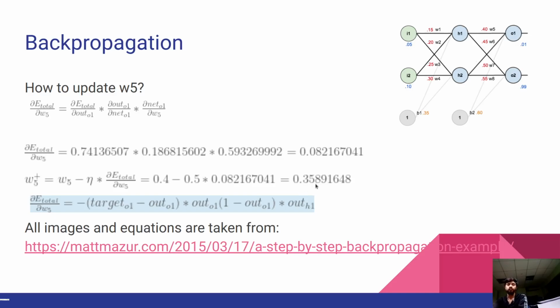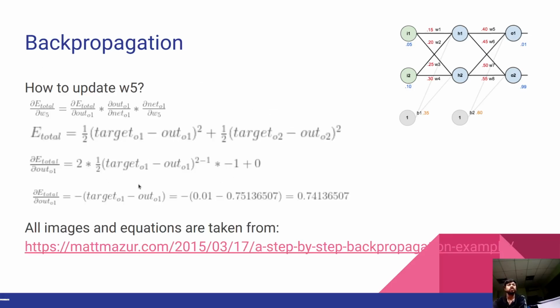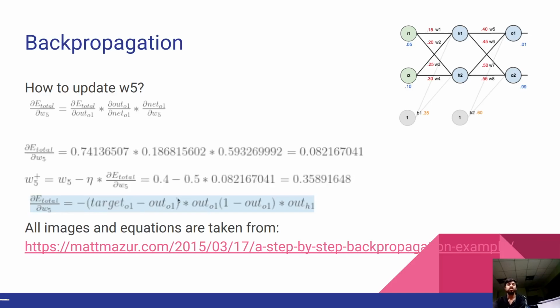Okay. And if you try to simplify this, what does this mean? E total with respect to out O1 is this value, right: minus (target O1 minus out O1). We are just writing it here. For the sigmoid, if you take the derivative, this is out O1 into 1 minus out O1, and the derivative of this one is out H1, right.